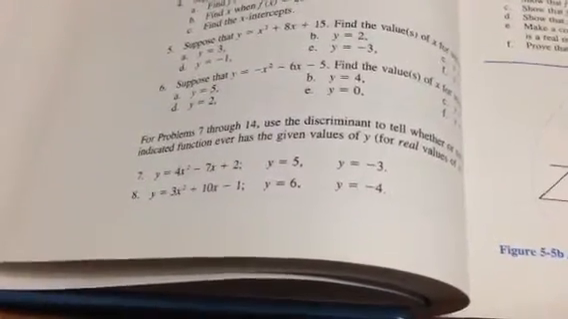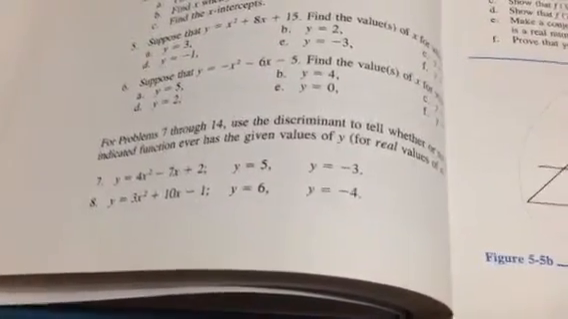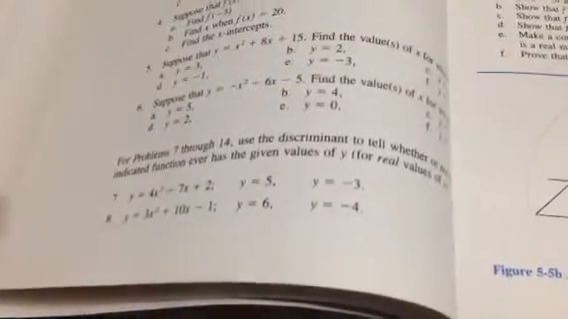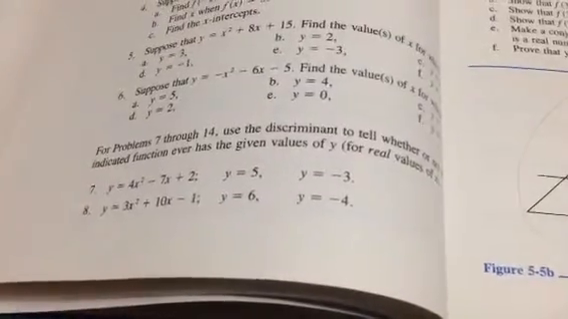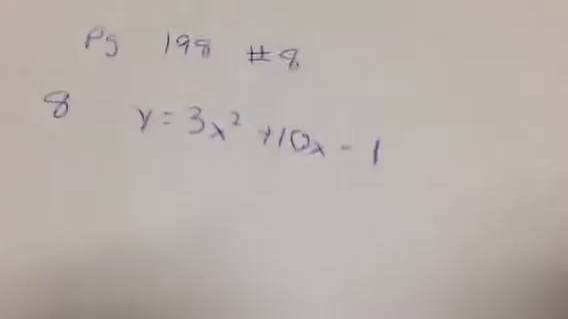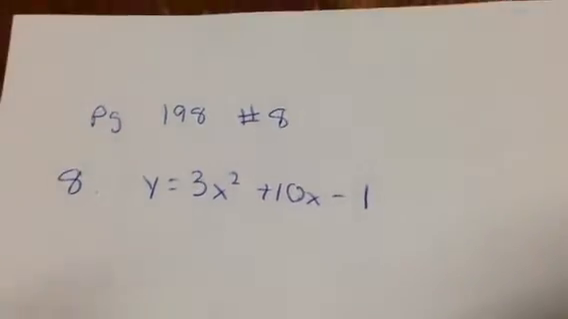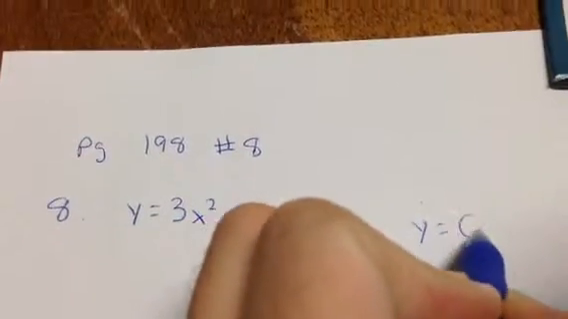Today we're looking at page 198, number 8. We are going to use the discriminant here to determine whether or not the function ever has this value of y, which means at this value of y, if we have a real solution, or if we have one solution or no solutions. So we're looking at y equals 3x squared plus 10x minus 1. And we're going to look for when y equals 6, is what the problem says.